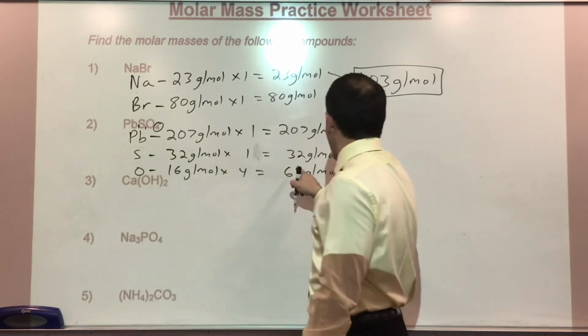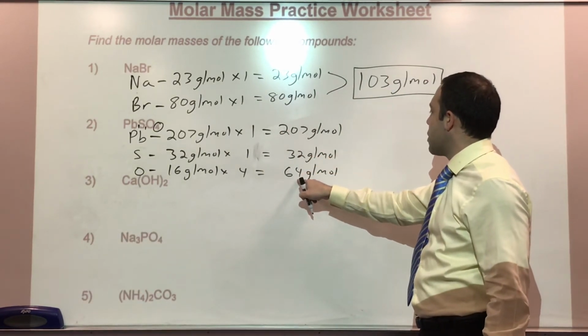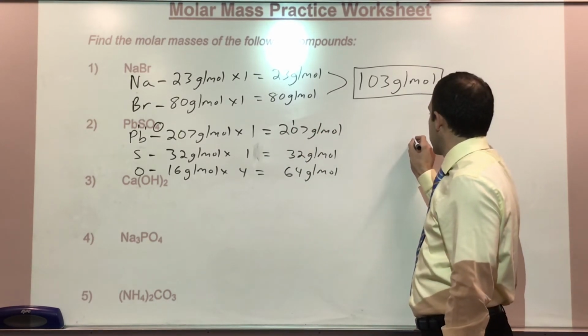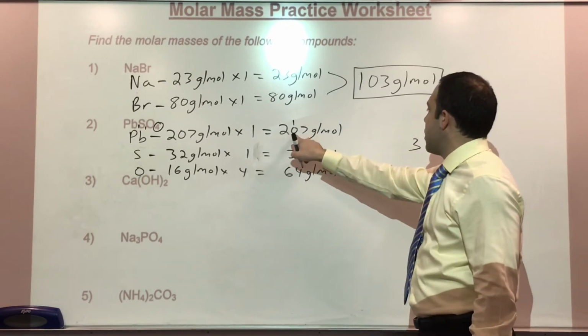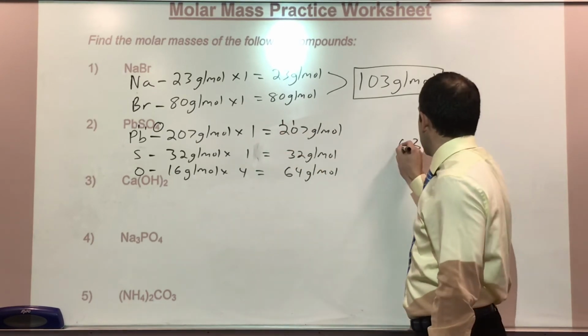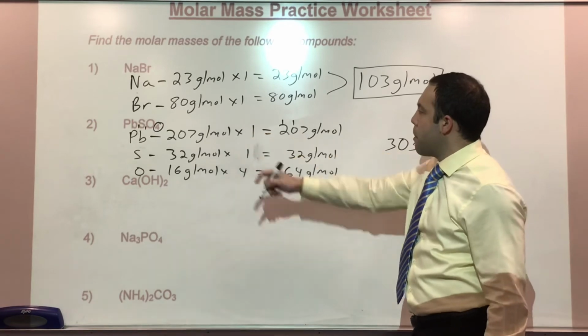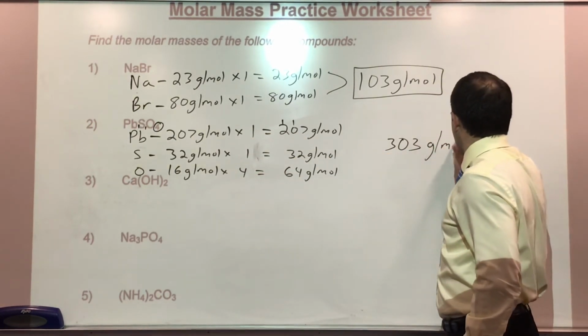So with a bigger number, when you add it up, 7 plus 2 is 9, plus 4 is 13, you carry the 1. 1 plus 0 is 1, plus 3 is 4, plus 6 is 10, carry the 1. 2 plus 1 is 3. So the gram formula mass of lead sulfate, PbSO4, is 303 grams per mole.